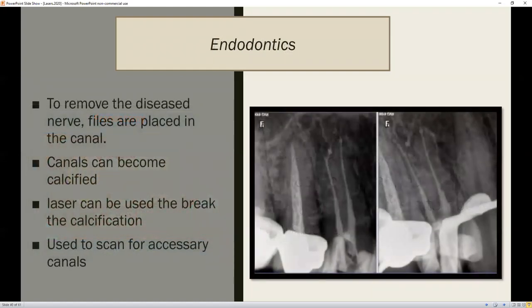So endodontics was discussed, to remove the diseased necrotic nerve, okay? This is used to remove the nerve. The files are traditionally used to remove nerves, and the canals can become calcified or curved, which makes accessing those canals very difficult. So a laser can be used to break down that calcification, and the laser can also be used to scan for accessory canals. If accessory canals are not detected and the tooth is sealed, that is usually indicative of a future root canal failure.